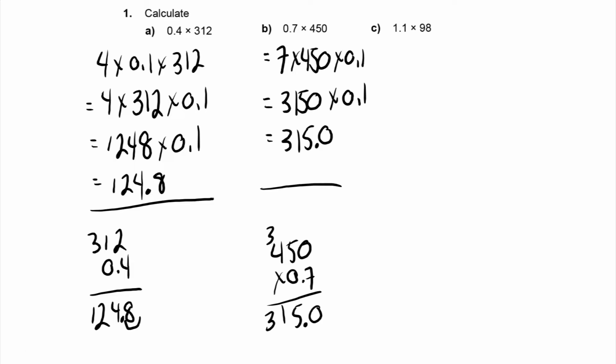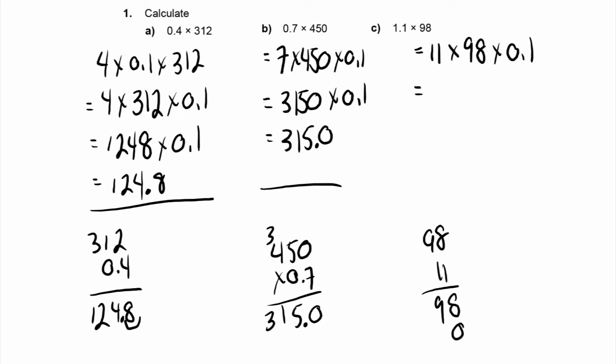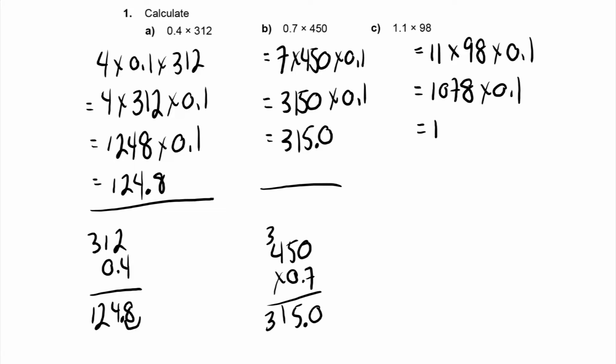In this case, we could say that we have 11 tenths times 98 times 0.1. 11 times 98 is 1,078 times 0.1. With that 0.1, we move the decimal place one position to the left. So we end up with 107.8.